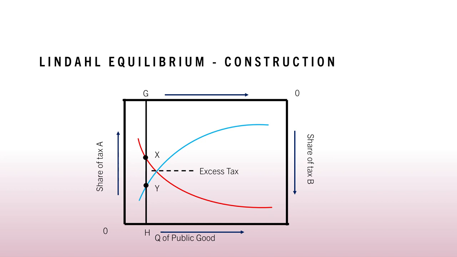And the gap, which is X and Y, as we can see on the construction, is the excess tax that the government is able to collect. So if the government is receiving more tax as compared to the cost of the public good, which is free education, then there is an incentive for the government to increase the quantity of the public good that it is providing, up to a point where the cost of providing the public good equals the tax that is being paid by the consumers.